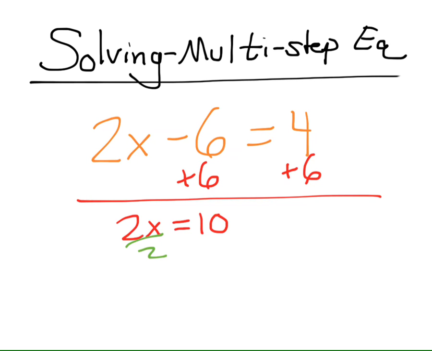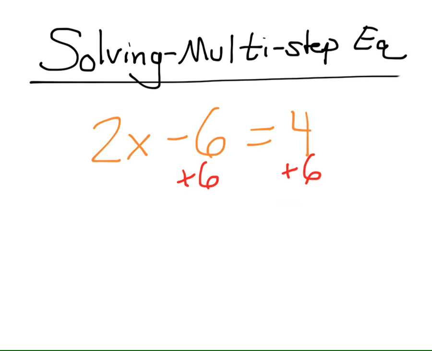Good. Divide both sides by 2, and we would get x equals 5. We can always check our answer if we plug that back in. 2 times 5 is 10. 10 minus 6 is 4, and that's correct. So again, we added 6. We undid this subtraction first. Most of the time, you can undo the subtraction or addition first.